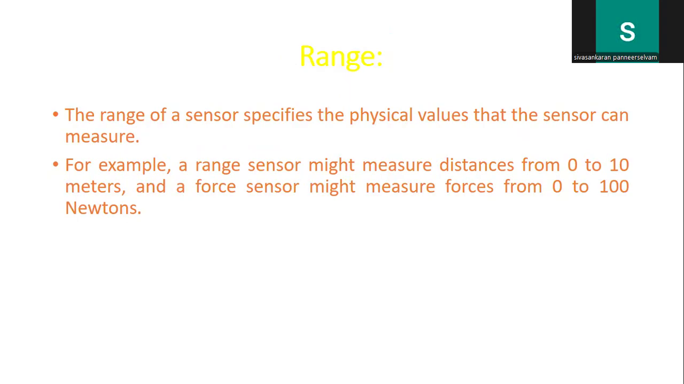How will you measure the range of the sensor? The range of the sensor specifies the physical values that it is able to measure. For example, a range sensor might measure distance from 0 to 10 meters. A force sensor might measure a force range of 0 to 100 Newtons. These are some sample examples.